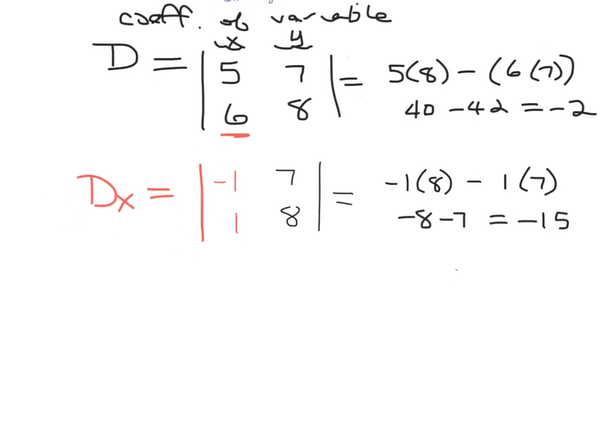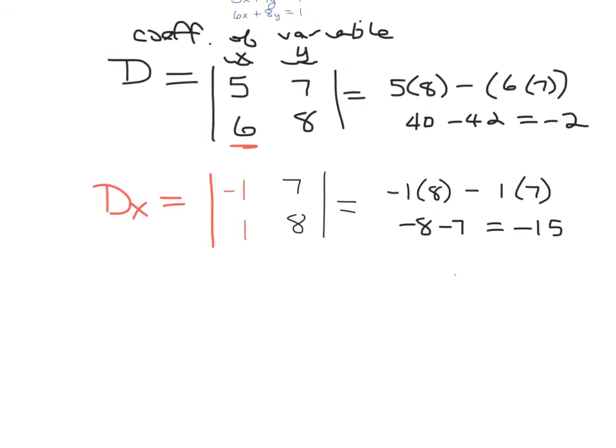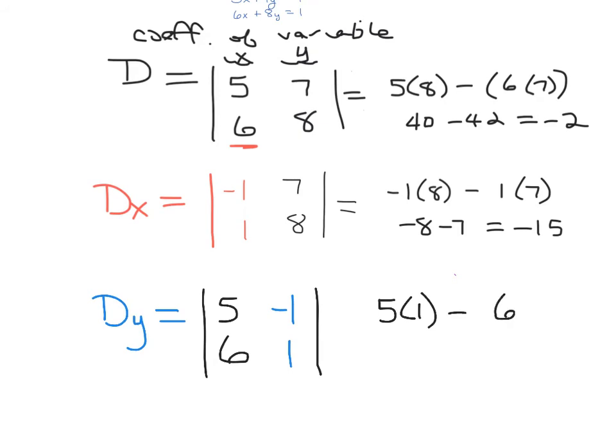I now need to do the same thing for the other variable that I have in my system, which is going to be y. So dy, again, I'm replacing the y column this time with the solutions. I'm putting back my original x's, and now I will solve this one. So 5 times 1 minus 6 times negative 1. 5 plus 6, because minus minus, gives me 11.